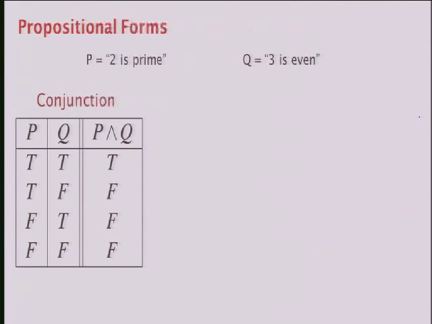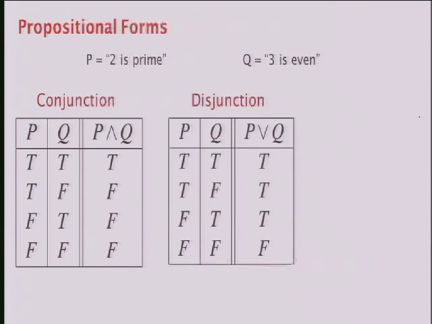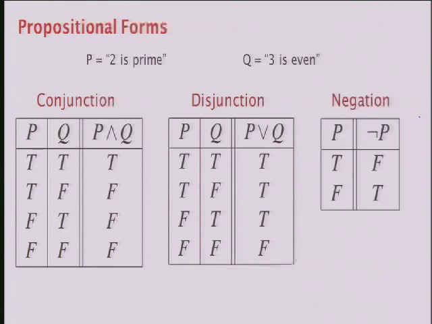And so when you make such a compound statement, it also has a truth value. And the truth value is given by this truth table. It says P and Q is true if and only if both P and Q are true. And similarly, you have the OR of these two propositions, the disjunction, which is true unless both are false. And then you have the negation of a proposition, which is true if and only if the original proposition is false.